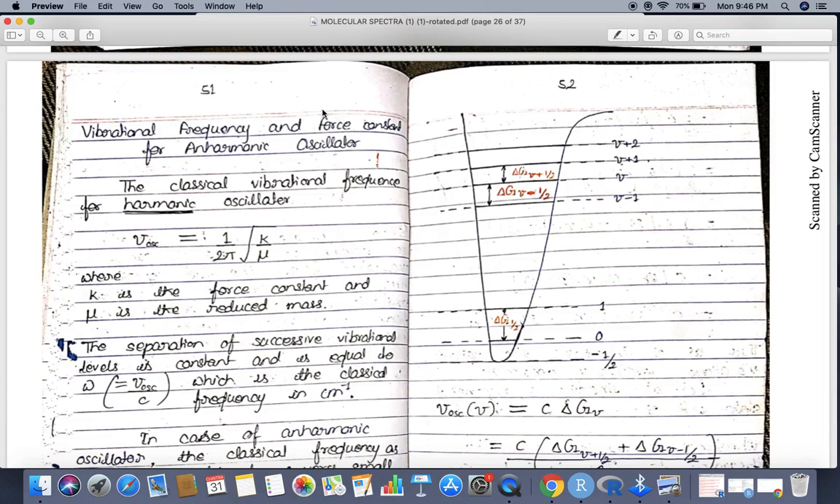Well, hello to everyone, and today I will be discussing two small topics: the vibrational frequency and the force constant of an anharmonic oscillator, and I will be continuing the same vibrational spectra. In addition, the isotope effect on vibrational levels.